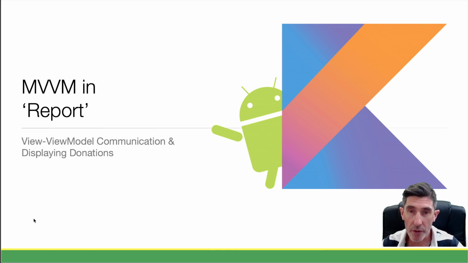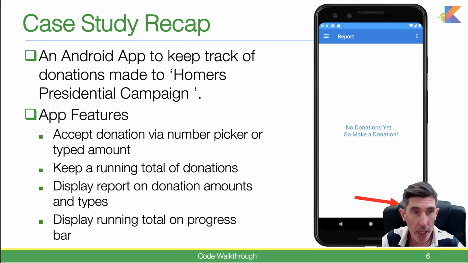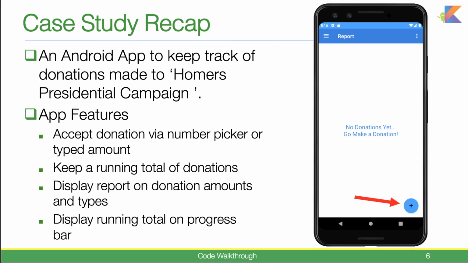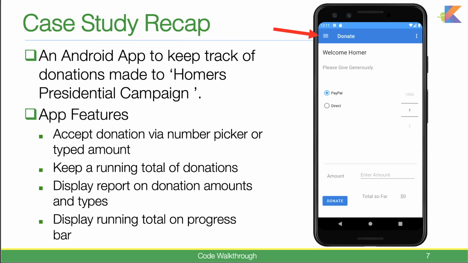Again, the view and view model communication and how we go about displaying our donations. Okay. So again, a quick recap. And just hide myself there and present. Okay. So we want to add our donations. We can click on the add button there. We get what we want.